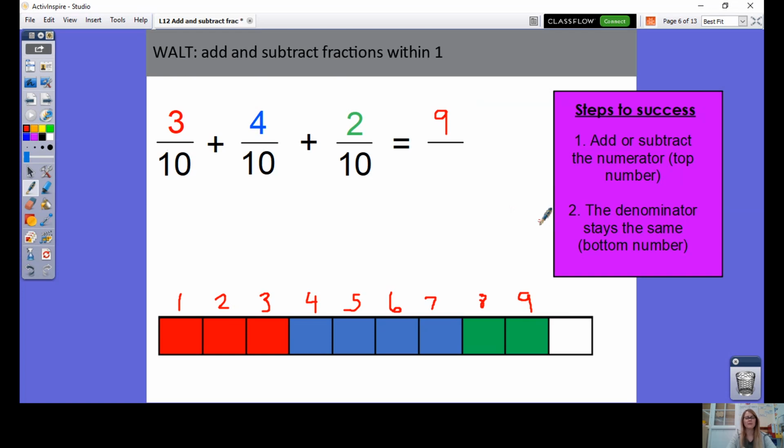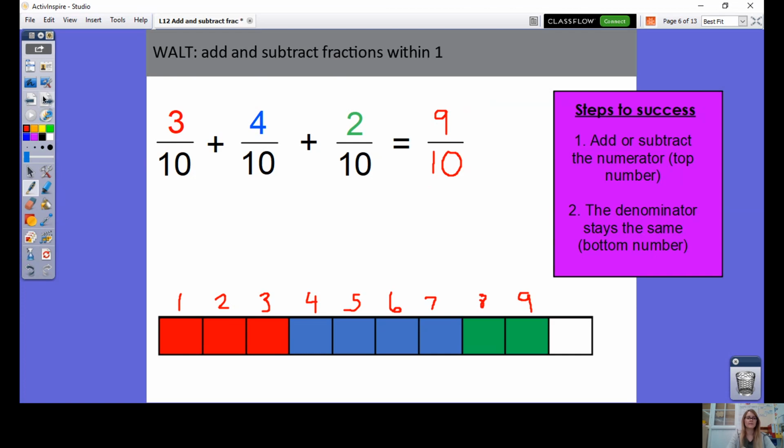Then my denominator, what happens to my denominator? What is my denominator going to be in this fraction? So I'm saying it should be 30. Is that correct? Hopefully you're saying absolutely not, Miss Jones, that is not correct because the denominator needs to stay the same. There are not 30 parts, I'm adding tenths, there are 10 parts, so there are 9 tenths in total. It needs to stay the same.